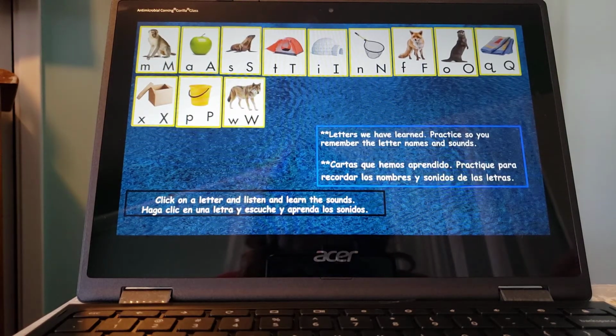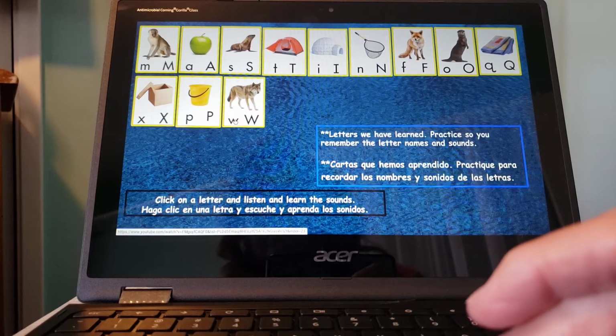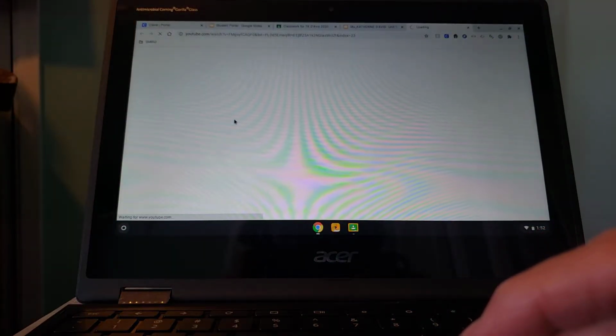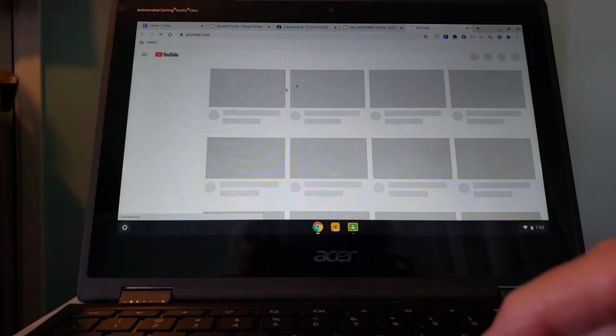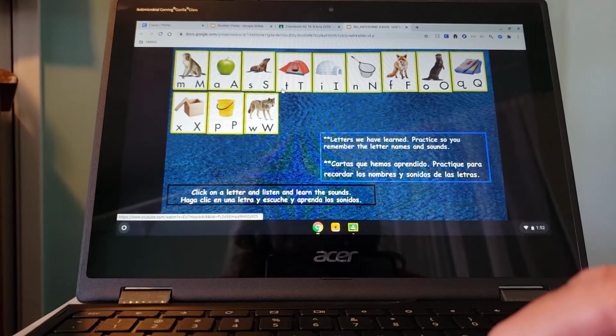This slide is the letters we have learned. So far, your students should all know these letters. And the letter sound is a bonus. We practice both. We learn both. So this is one you can go back with them. If they want to practice and hear a song, all they need to do is click on the letter and it'll take you to YouTube where they'll watch a video about that particular letter.